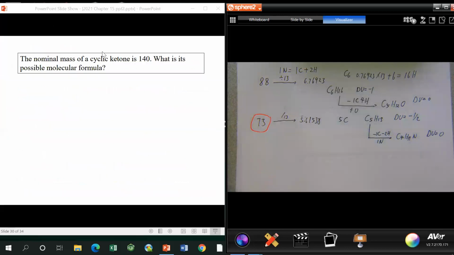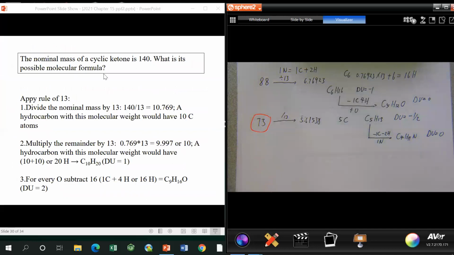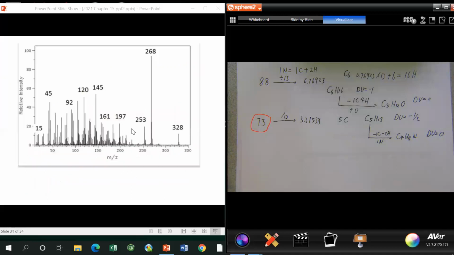All right, okay. So here's another example, and you can practice on it. The 140 case, talking of a cyclic ketone. If you first apply rule 13 to get the carbon number and hydrogen number, then because this is a ketone, you have to replace one carbon and four hydrogen with oxygen, and then you will get the right formula. This one you can practice later.